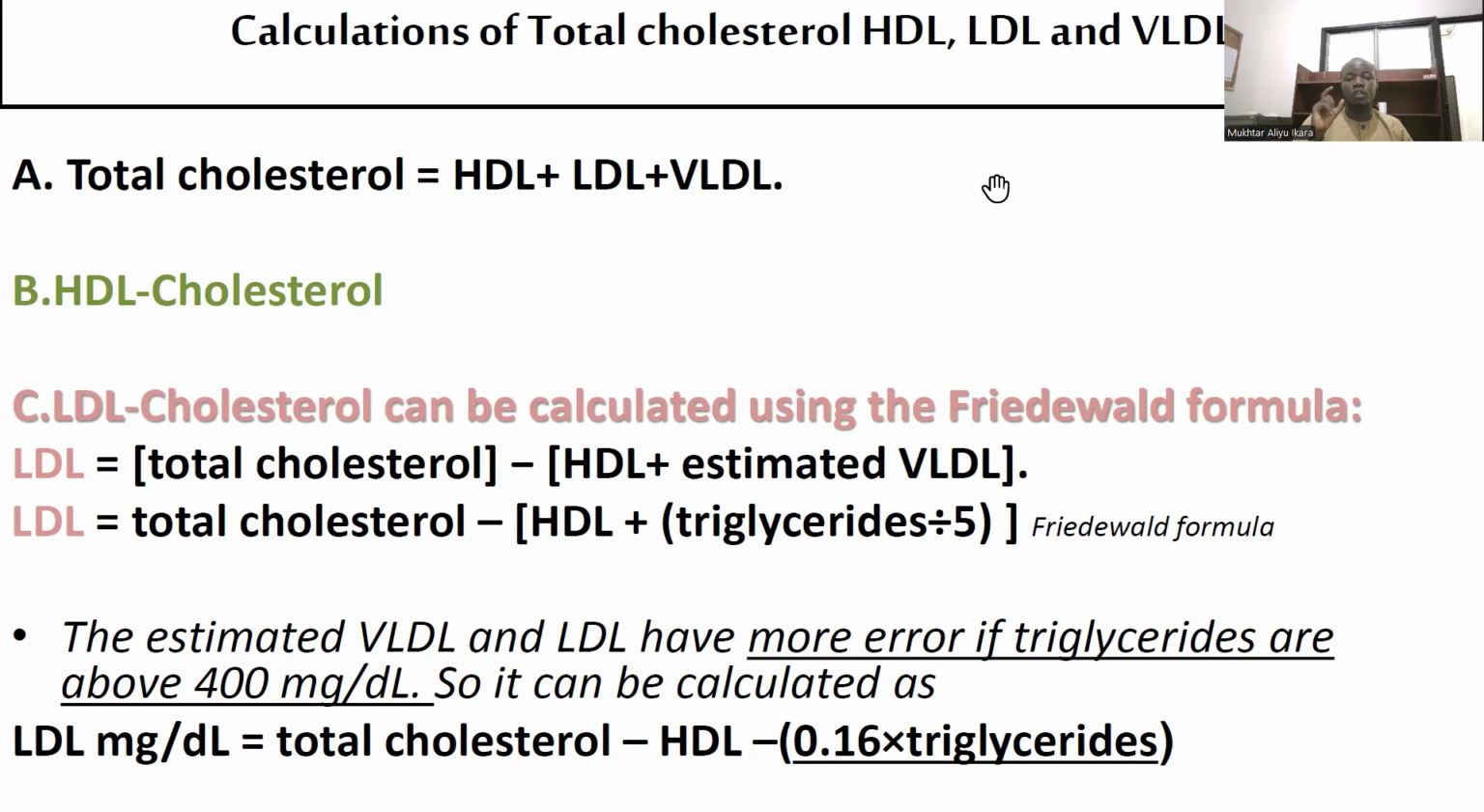So there is more error if the concentration of triglyceride is above 400 milligram per deciliter. In that case, you can calculate LDL in milligram per deciliter as total cholesterol minus HDL minus, open bracket, 0.16 times triglycerides. This will reduce the error. So these are the formulas that you can use in calculating LDL.